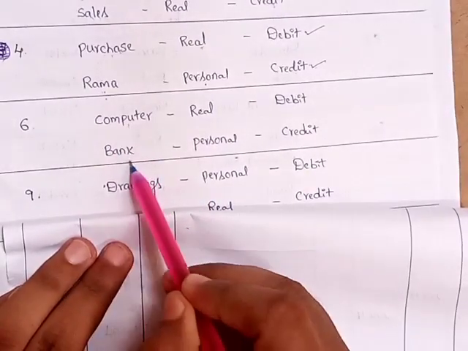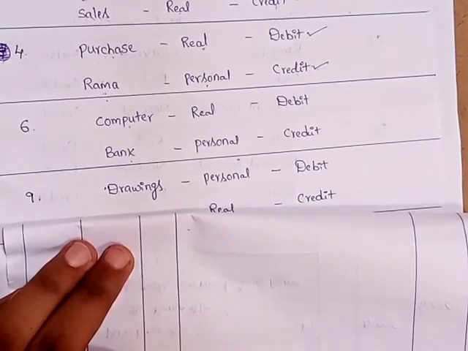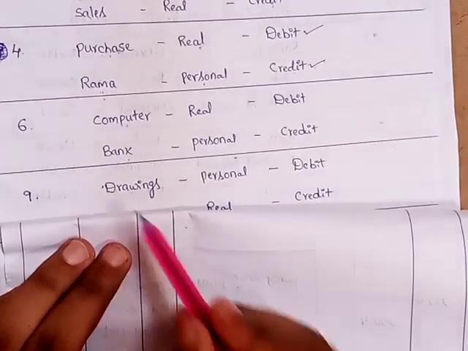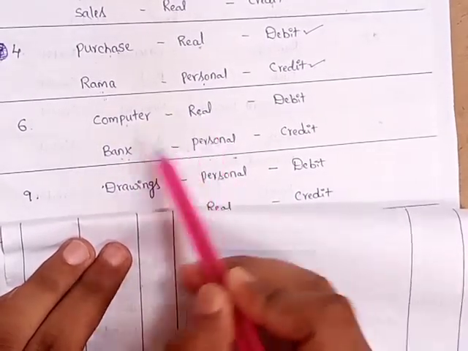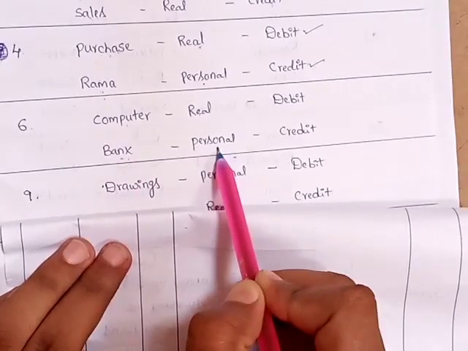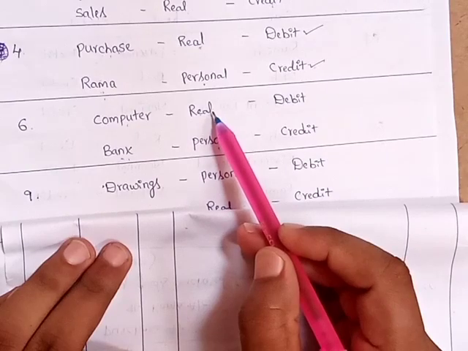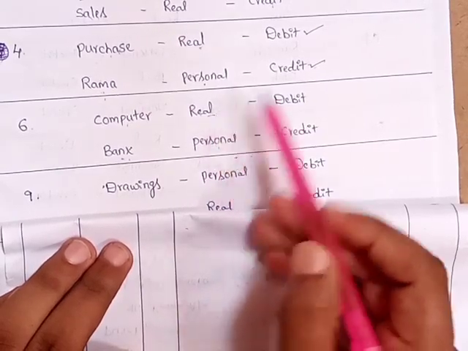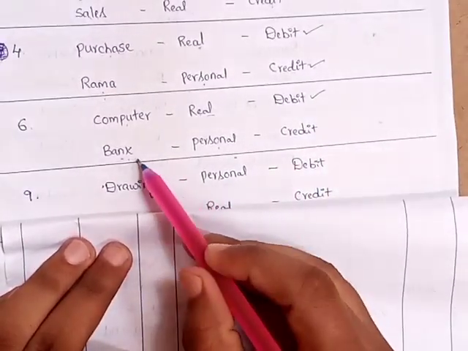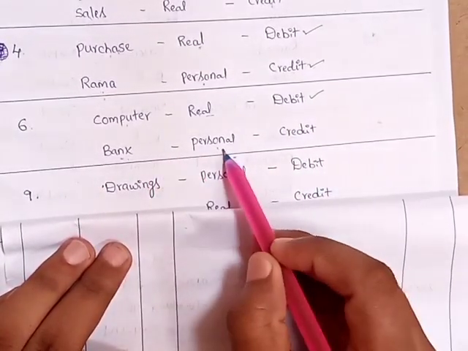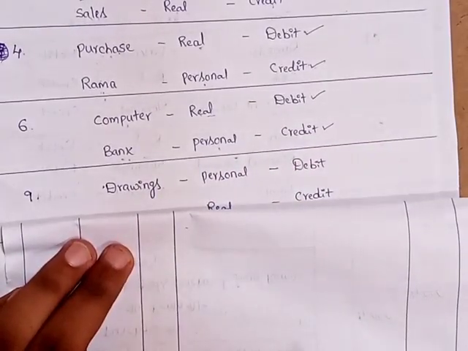One is computer, second one is bank. Why? Because purchased computer and paid by check. Check is related to bank, that's why bank. So computer is an asset, that's why real account, and bank is a personal account. So when we purchased a computer, it comes into the business. That's why according to real account, what comes in, that will be debit. And here bank is a giver, so according to personal account, giver will be credit. So computer is debit, bank is credit.